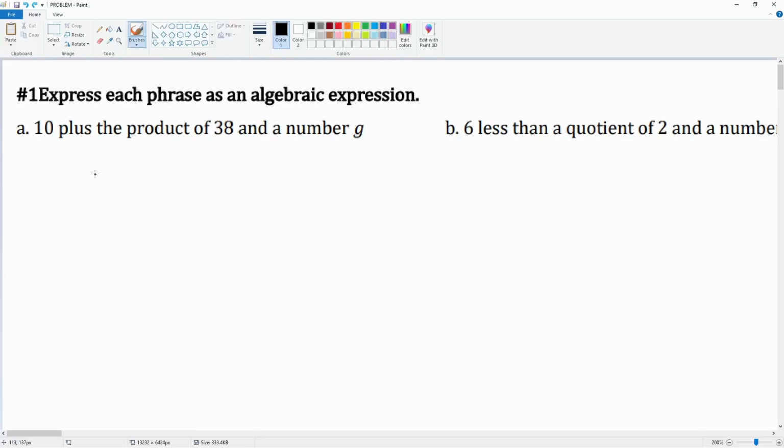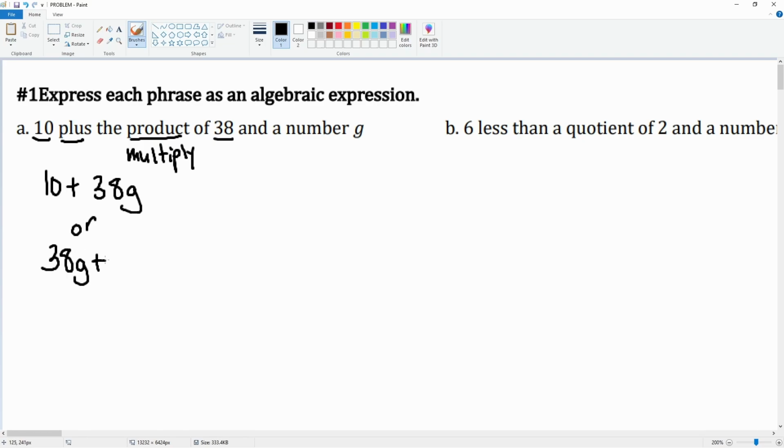Chapter 1, number 1, you're going to express each phrase as an algebraic expression. Here we have 10, that's plus. Product means to multiply. 38 and G. It's attached via multiplication, so there's a dot, but you don't really need a dot. Okay? That is how it would look. Or you can write it as this as well. 38G plus 10.